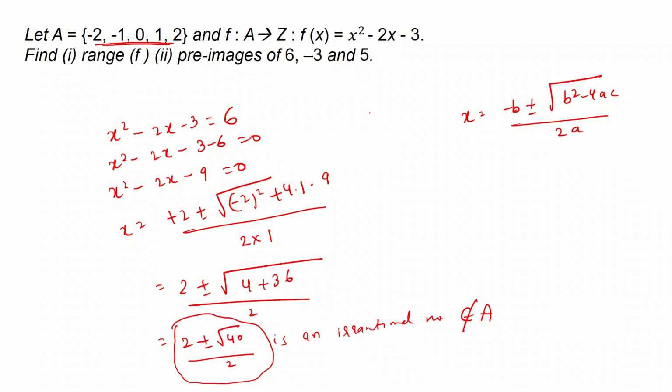Similarly, if you want to find the pre-images of minus 3 and 5, just equate them to x square minus 2x minus 3 and try to find the values of x. If x is one of these elements, minus 2, minus 1, 0, 1 and 2, then you conclude that minus 3 has this pre-image. And if you do not find that element in A, just conclude that minus 3 has no pre-image in A. That's it.